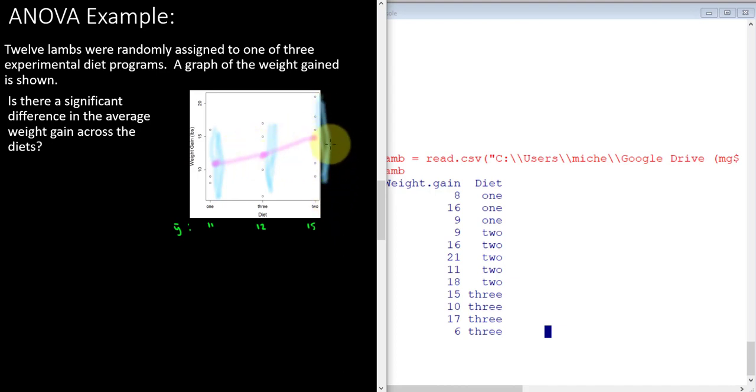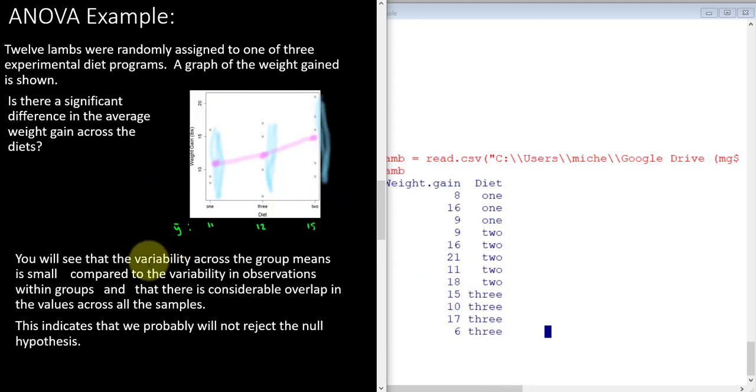Not that much, right? It appears that the sample means, certainly they're different, but they are not that different because of how much variability is within the samples. That is analysis of variance. Here, the variability across the groups in pink is small when compared to the variability within the groups in blue.